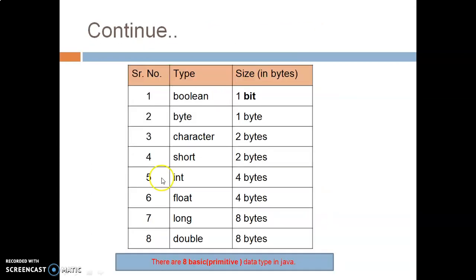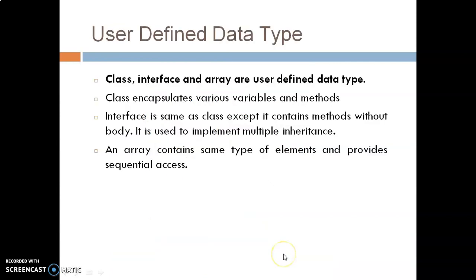Here you can see this is the tabular structure according to the size. According to size, you can see here Boolean consumes 1 bit, byte consumes 1 byte, and so on. So the highest is for double, that is 8 bytes. These are the 8 basic data types in Java.